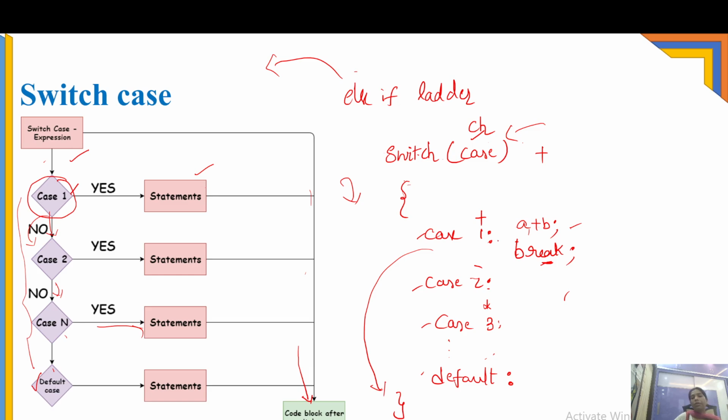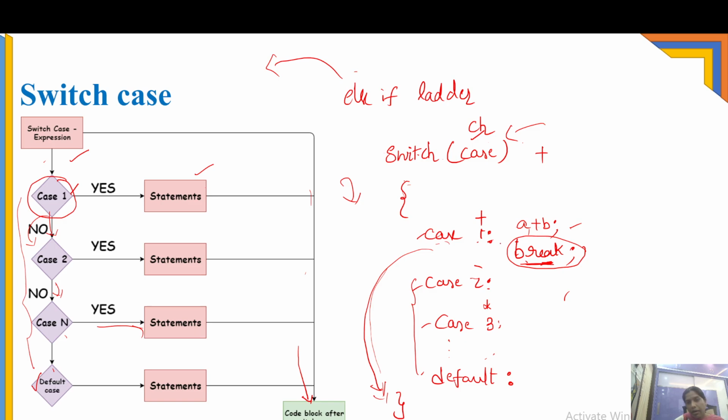So after executing this first case, if this is true, the break will be encountered. Break means come out of the switch case. So if the first case is true, it should skip all the remaining cases, right? That's why break must be compulsory. If we don't use break here, what will happen?